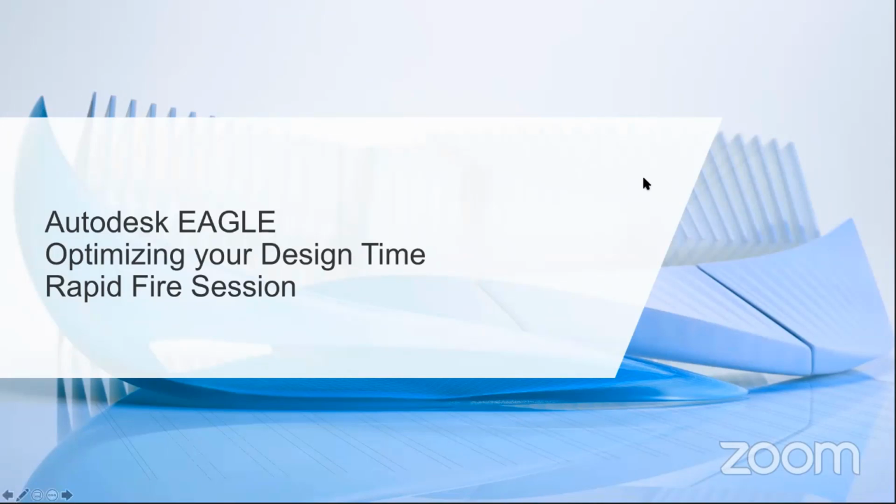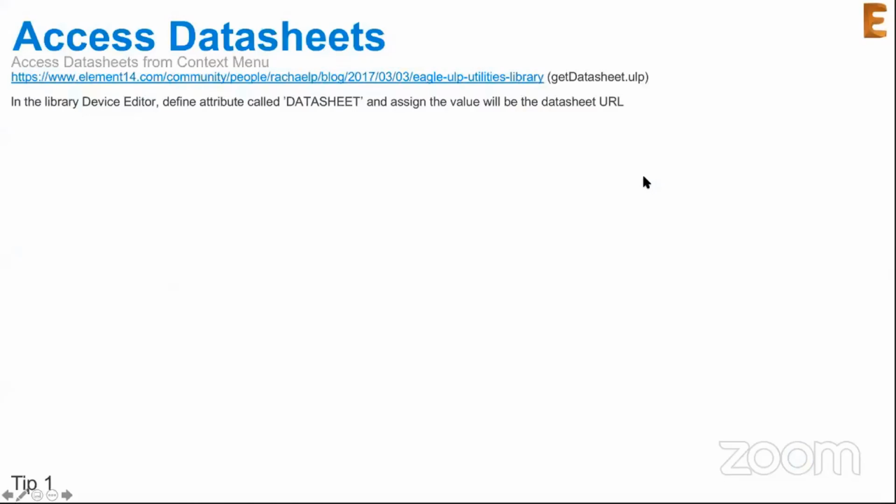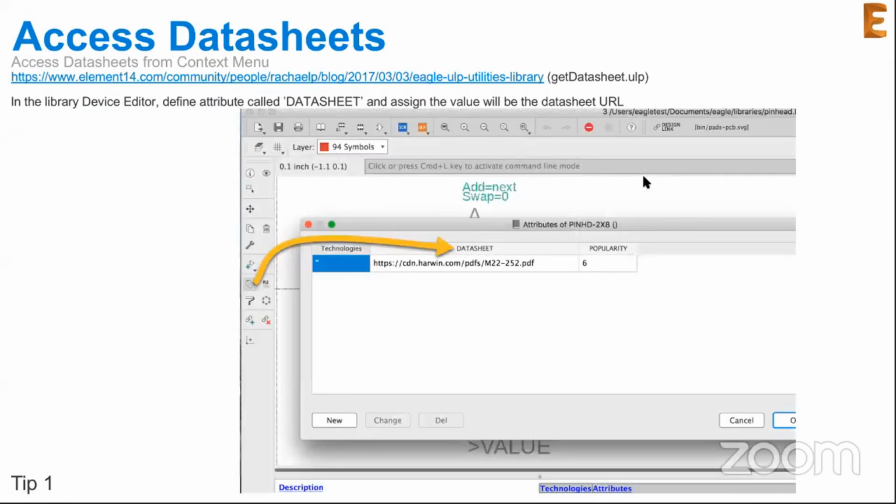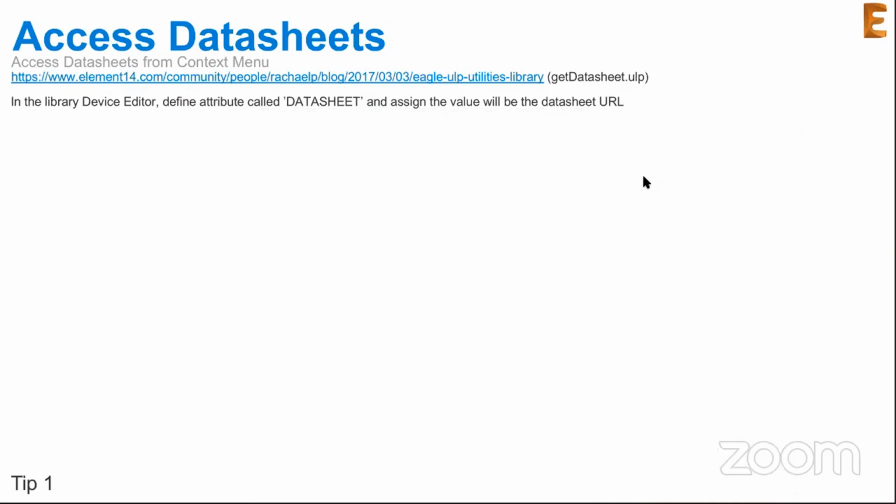Okay, so first of all, this tip is from one of our expert elites, Rachel Peterson. She generated a ULP which, on the context menu, will display and link to the URL of a data sheet for your components. What you need to do is go to the library and create an attribute called datasheet. The value of that datasheet is going to be the URL for where the datasheet is located.